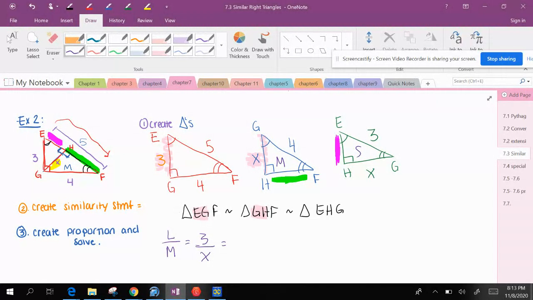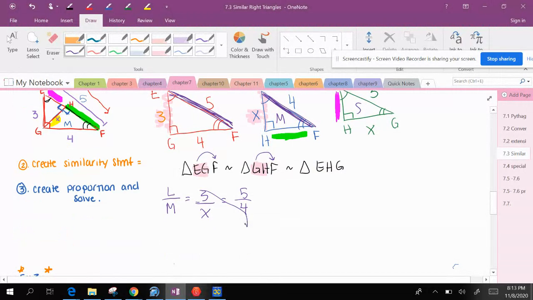Well, since we're working with the red and the blue triangle, the only side in my blue triangle that has a numeric value is from G to F. G to F matches up with E to F. E to F is 5. G to F is 4. So big over small, my medium. I cross multiply. I divide. I get x equals 2.4. Beautiful. And this x is the same exact x because it's the same variable. So it also equals 2.4.